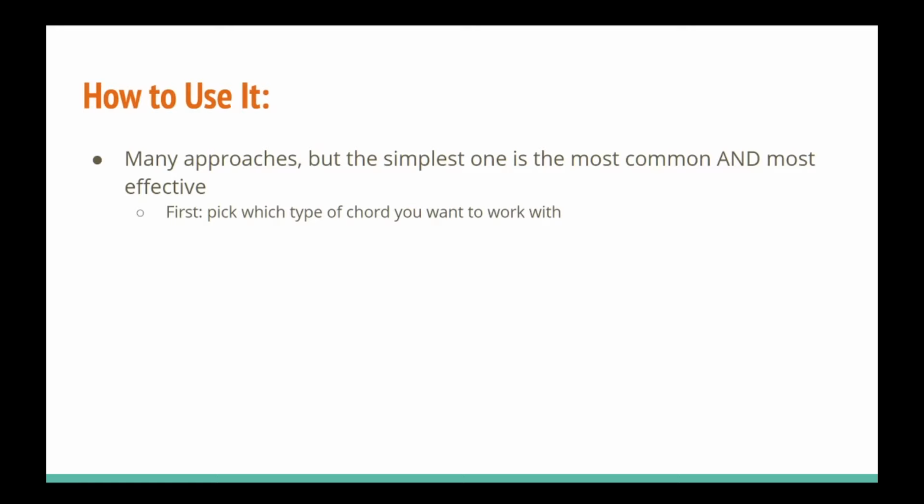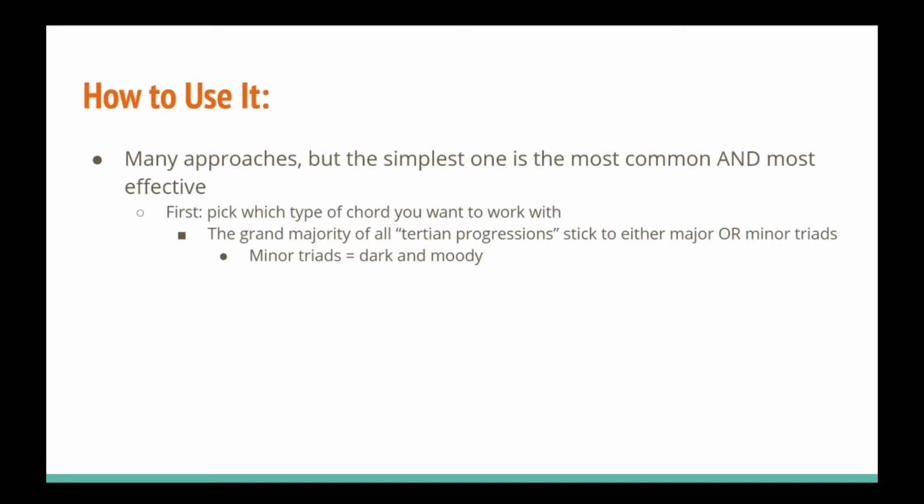First things first, we need to pick which type of chords we'll be working with. The grand majority of all tertiary progressions tend to stick to either all major triads or all minor triads. As a general rule, if you work with minor triads, your harmony will tend to sound dark and moody. But if you work with major triads, your harmony will sound more dramatic in a more awe-inspiring kind of way.